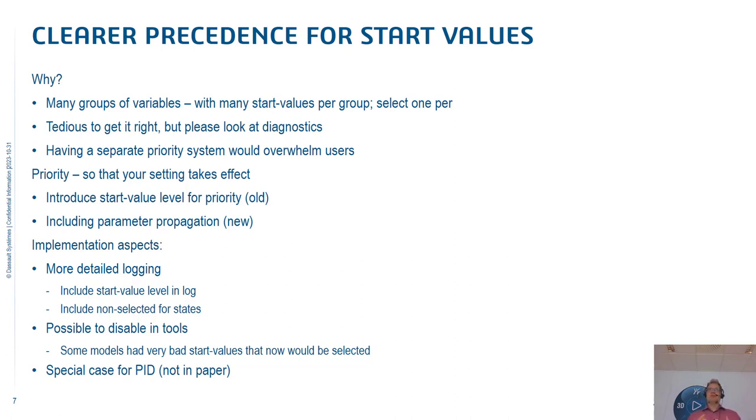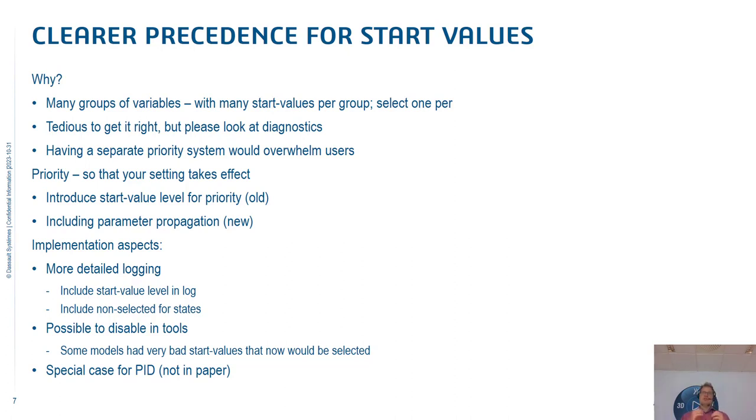First, why do we have precedence for start values? The reason is that we have lots of start values in the model. They can be grouped together, and in each group you should select one start value. And it's tedious to get it right, but please, there are diagnostics, and try to look at them and see if they're correct. And having both all these start values and the priority system would overwhelm users. So the idea with the priority is that the setting you do, they take effect.